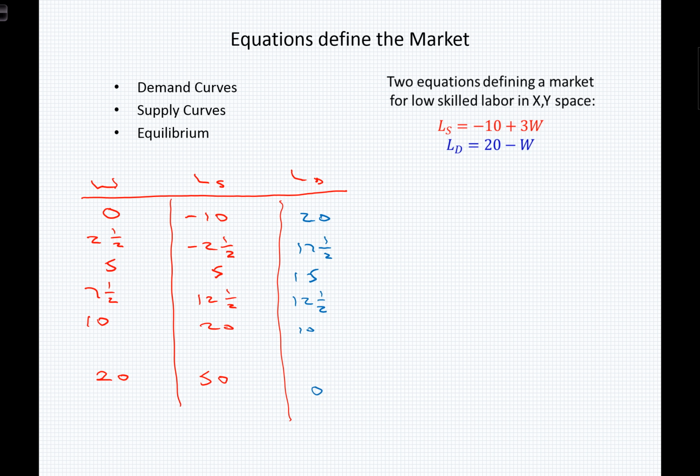A couple of things that we should be noting here. First is that in the labor supply equation, which has a positive scalar in front of the right-hand variable, the W in this case, as wage rises from 0 towards 20, the number of labor units also rises from, in this case, negative 10 to 50. So what might that look like? It's going to look something like this. It's going to be positively sloped, probably along the lines of this.